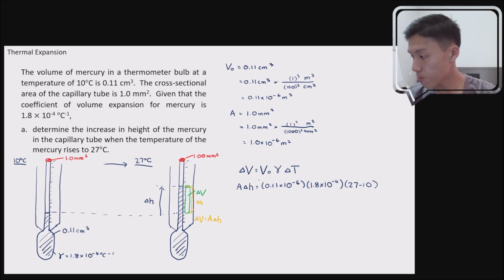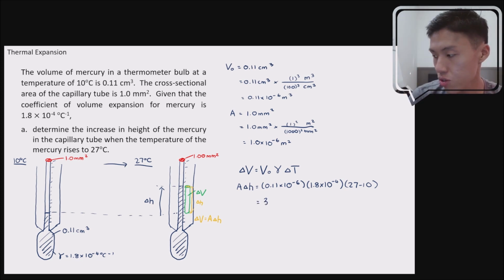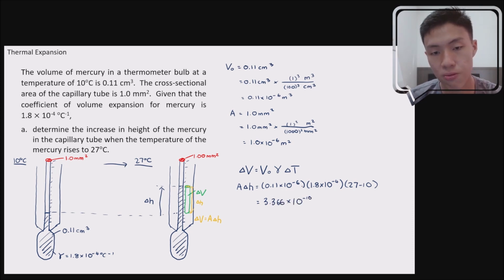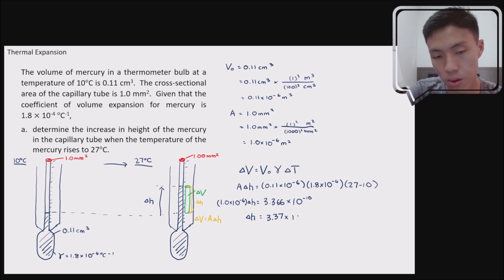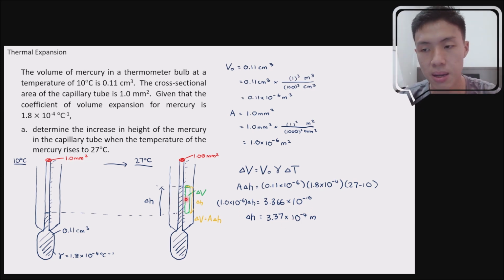I believe you can perform the calculation. On the right hand side, you get 3.366 times 10 to the power of negative 10. This is the change in volume, which we equate with the cross-sectional area, 1.0 times 10 to the power negative 6, multiplied by the change in height. If you bring the 1.0 times 10 to the power negative 6 to the right hand side, you find the change in height equals 3.37 times 10 to the power of negative 4 meter. It's a very minor increase in height, but this is what you can observe if your temperature rises from 10 degrees Celsius to 27 degrees Celsius.